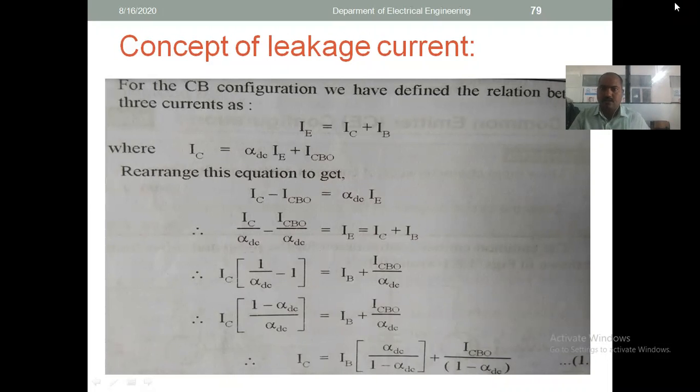Okay. So we will see the concept of leakage current in our next lecture. Now we have to stop. So sir, you can explain it the next day. Immediately we end it here only. Okay. You can take another class and explain. Okay, and we have to stop here.